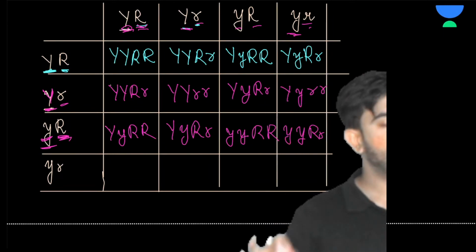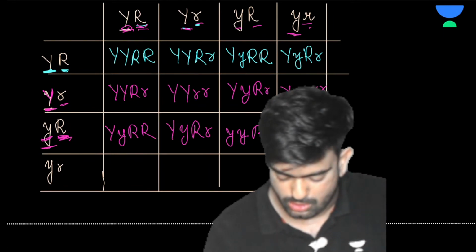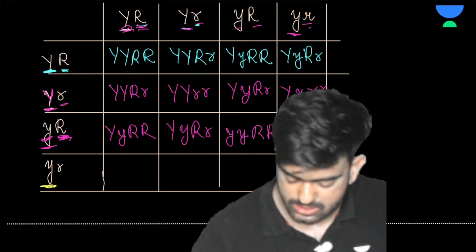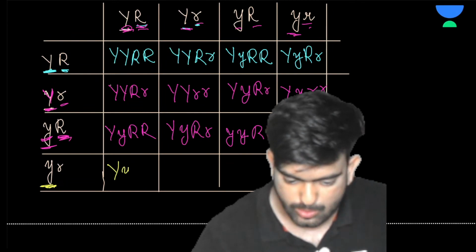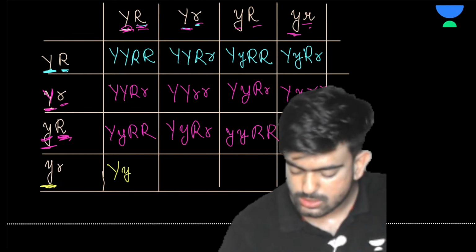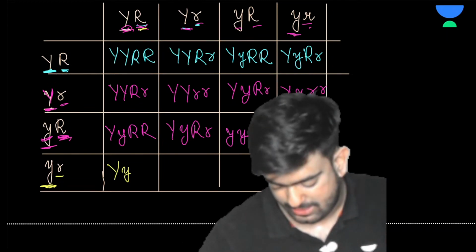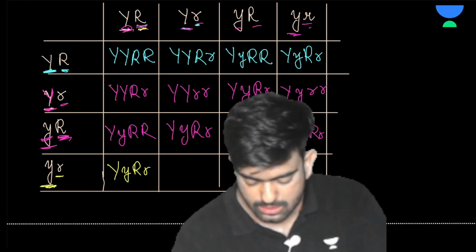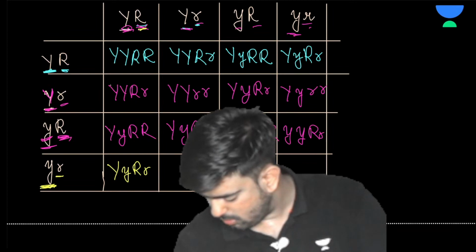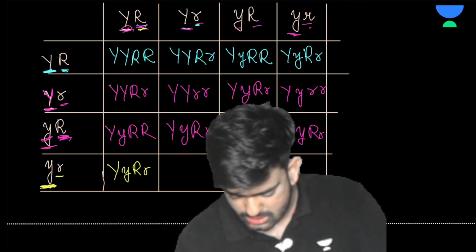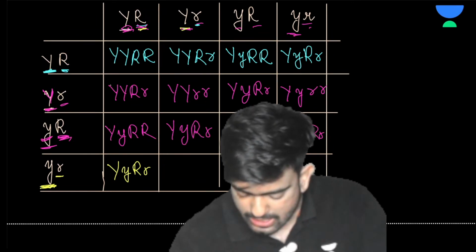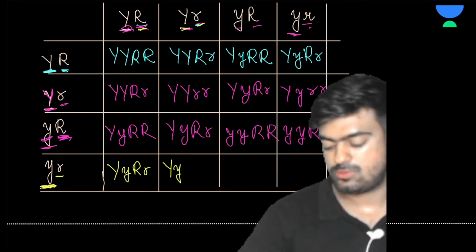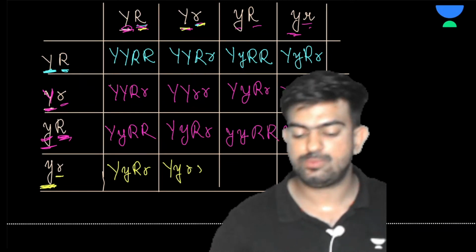Now let's fill up the last one also. So this is capital Y, this is small y, and this is capital Y. So capital Y and small y we are going to write. This is small r and this is capital R. So again capital R and small r, written. Great. This is small y, and this is capital Y. So capital Y and small y, and this is small r and small r. So we are going to write small r and small r.